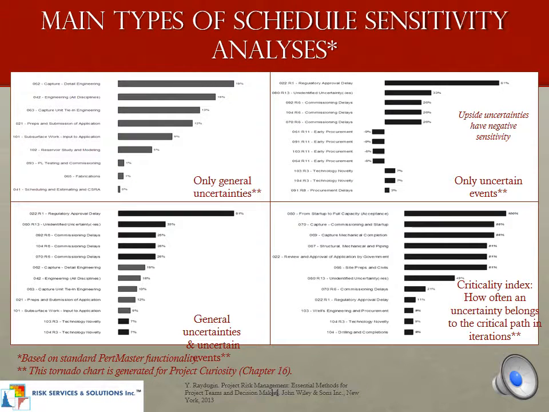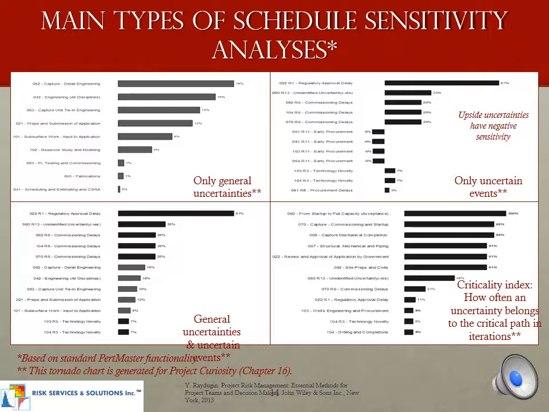Okay, there's 4 charts here that show different types of schedule sensitivity analysis. So you can look at these, and by looking at the graphic representation, get a good picture as to what is occurring. On the top left, only general uncertainties are looked at here. This is all that is represented in that chart. Okay, and the top right, we're representing only uncertain events.